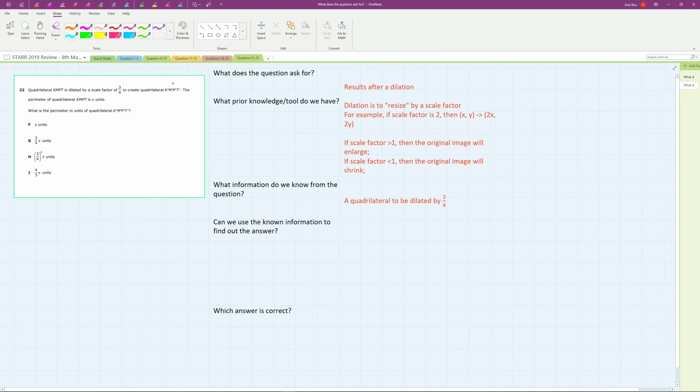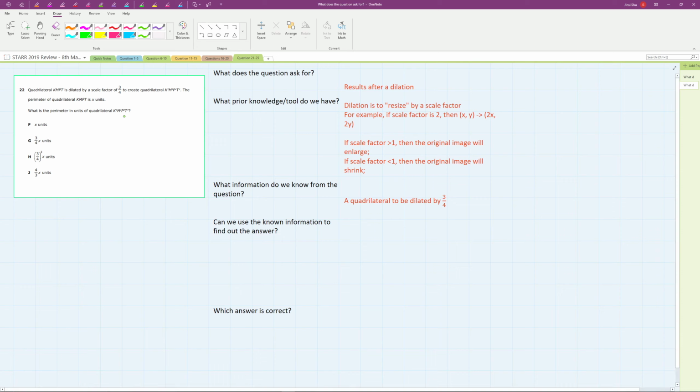Let's take a look. This question says, quadrilateral KMPT is dilated by a scale factor of 3 fourths to create quadrilateral KMPT prime. The perimeter of quadrilateral KMPT is x units. What is the perimeter in units of quadrilateral KMPT prime? So it's asking what happened after a dilation, or the result of a dilation.